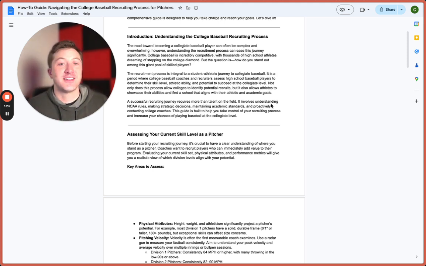But the question is, how do you stand out amongst a giant pool of skilled players? The recruitment process is integral to a student athlete's journey to college baseball. It is a period where college baseball coaches and recruiters assess high school players to determine their skill level, overall athletic ability, and potential to succeed at the collegiate level. Not only does this process allow colleges to identify potential recruits, but it also allows athletes to showcase their abilities and find a school that aligns with their goals, both athletically and academically.